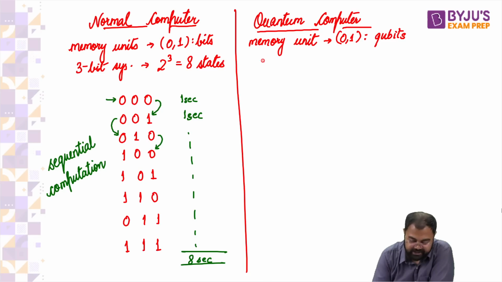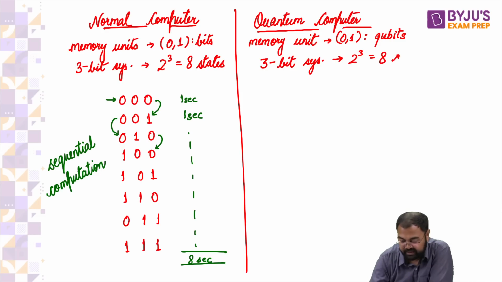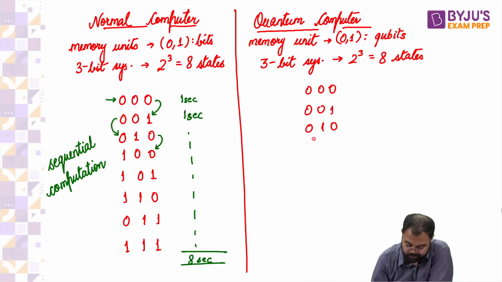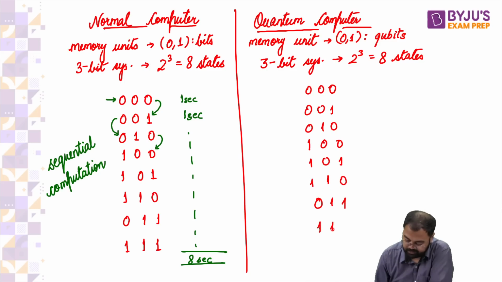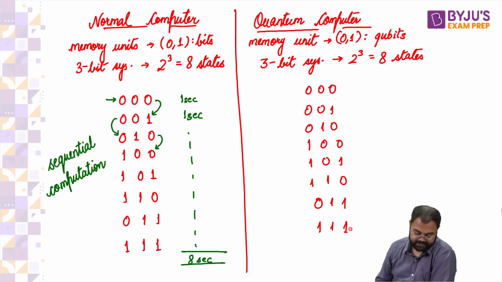So here also, let's say we are creating a 3-bit system. This also means that there will be 2 to the power of 3, that is 8 states. So the same 8 states: 000, 001, 010, 100, 101, 110, 011, and 111. So there are all these 8 states that we have.